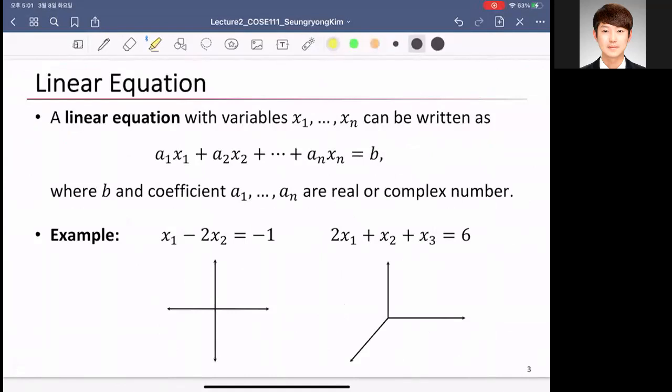To understand the linear system, I mean the systems of linear equations, we have to start with the linear equation. So the definition is like that. The linear equation with variables from x1 to xn can be written as a1 times x1 plus a2 times x2 plus an times xn is equal to b, where b and coefficients a1 to an can be real or complex numbers. So this is a general form of the linear equation.